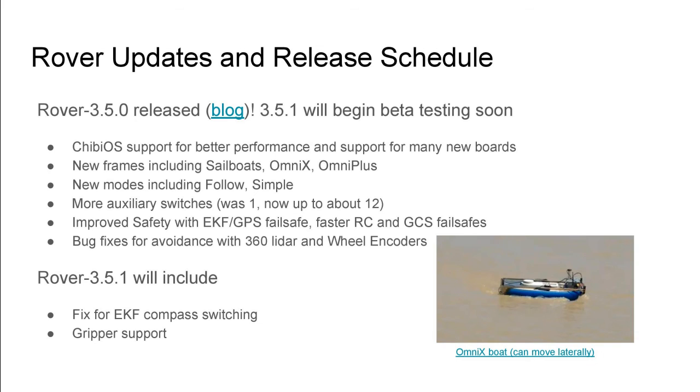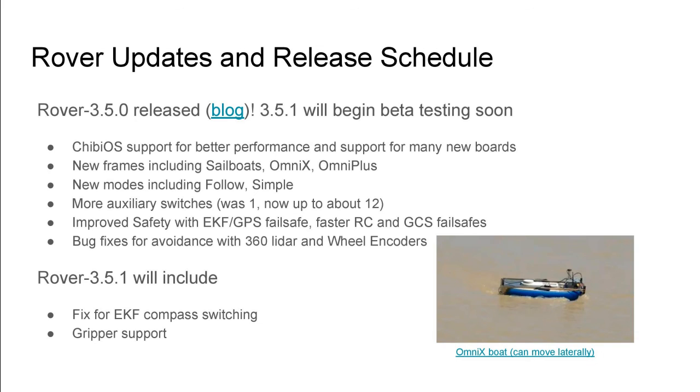We've also improved safety a little bit with the EKF failsafe. Copter's always had an EKF GPS failsafe for years now, but Rover did not have it, so that's been added. There's also a bunch of bug fixes with the object avoidance using 360 LiDAR, and another bug fix for the wheel encoder support. Wheel encoders can, of course, be used in place of a GPS or with a GPS to improve position estimation.